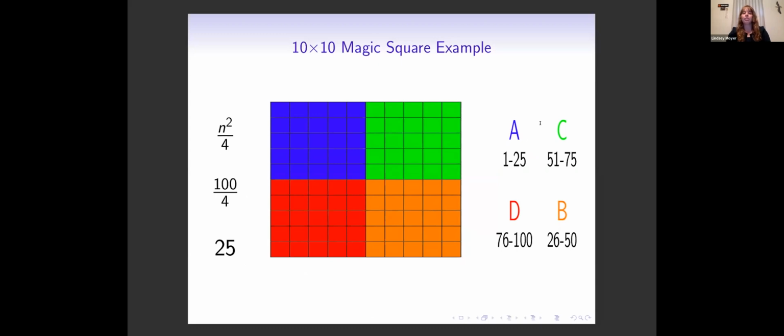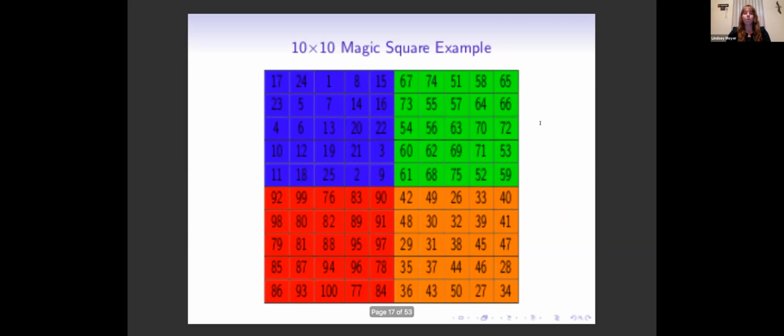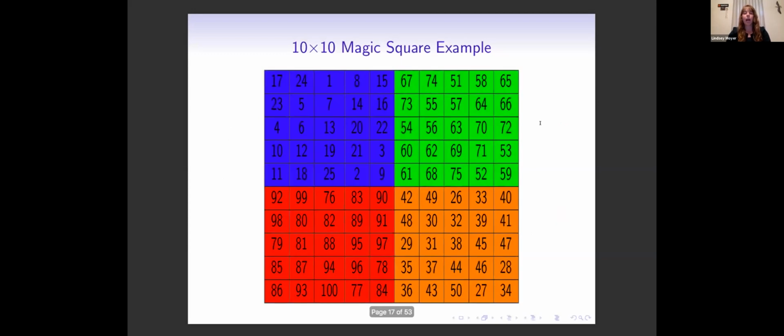But now we have to look, how do we place these numbers in our magic square? We treat each quadrant like its own 5x5 magic square, and we use the Siamese method on each. So A is going to look identical to the one we just produced in the last section. B is similar, except instead of starting with 1, we're going to start with the number 26 and go from there. C, we start with 51, and D, we start with 76. So you can see here, we have 4 different magic squares in each quadrant with the Siamese method.